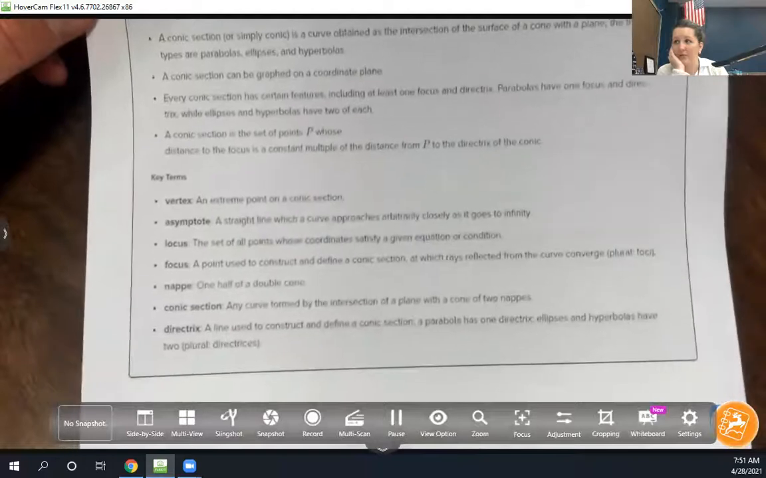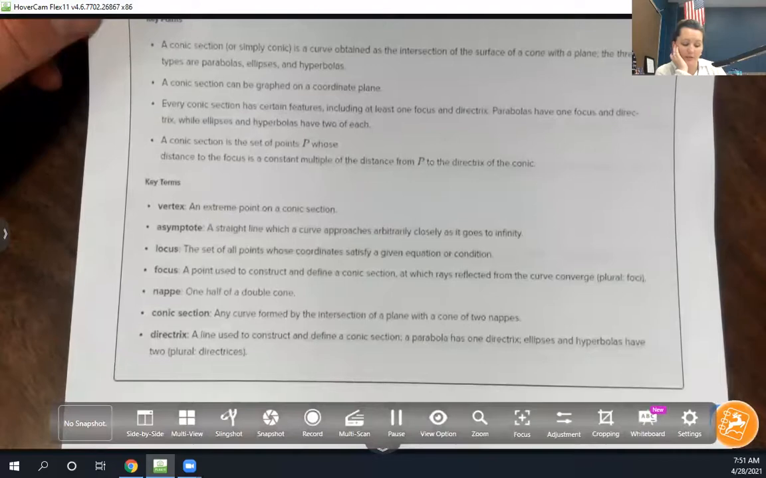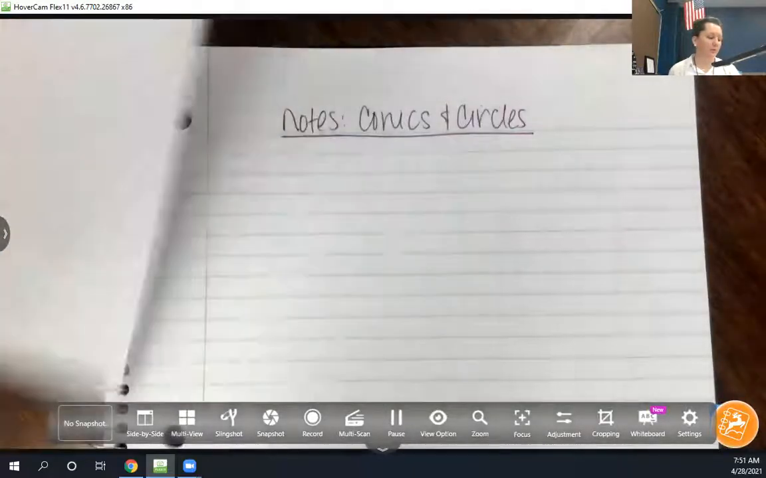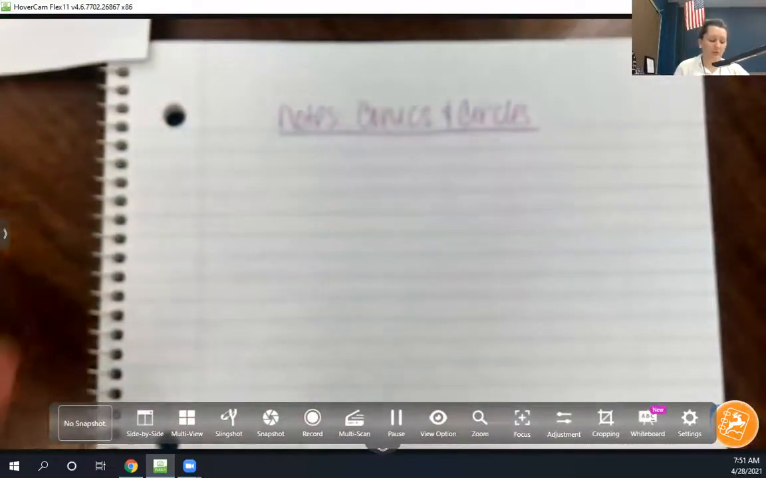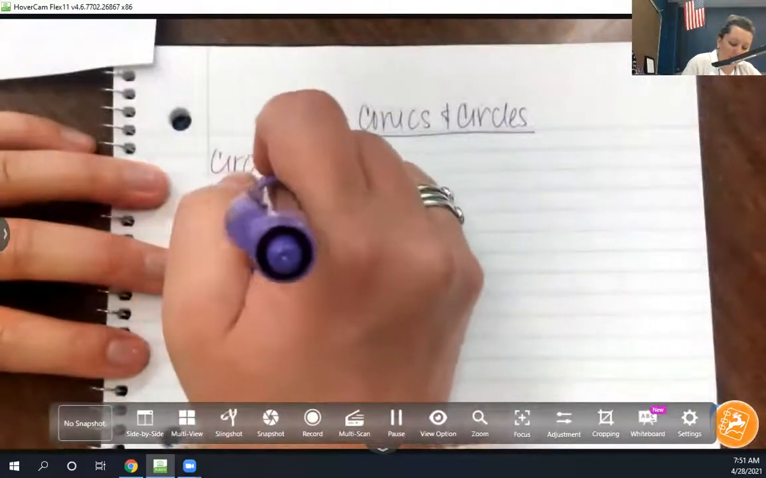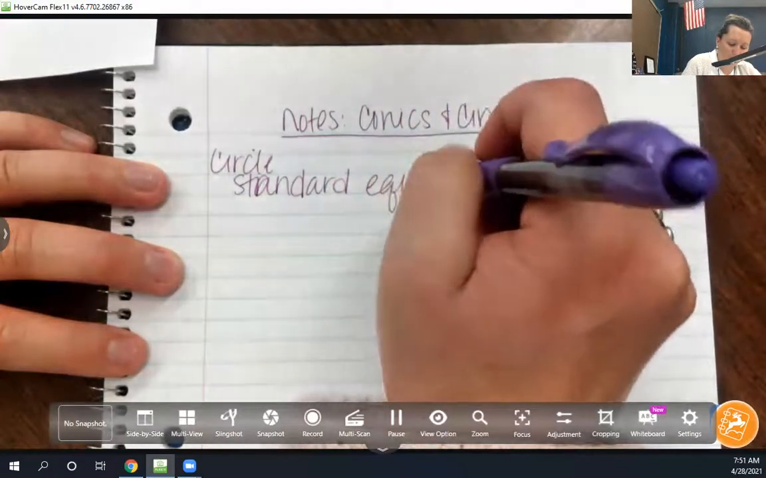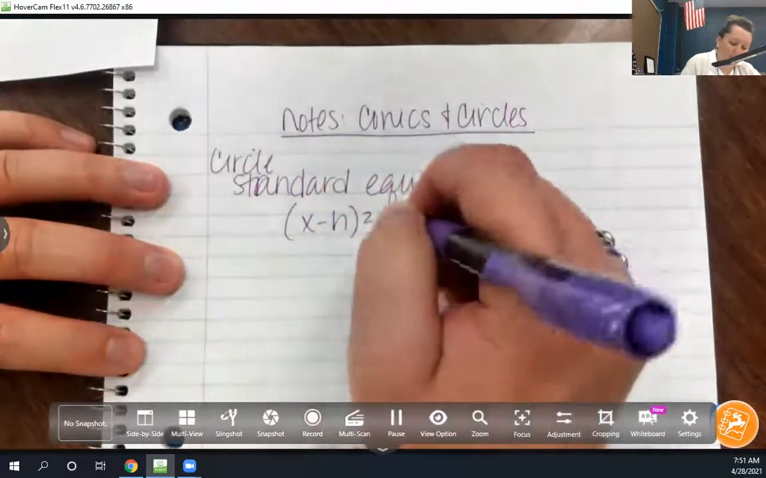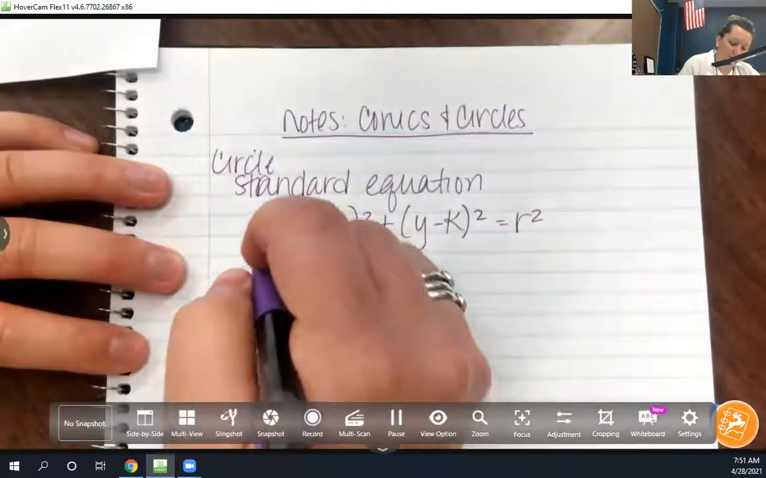key features and definitions. So here's our key terms today. Vertex, asymptote, all of these things here, focus, conic section. And today we're going to be talking about circles. So the standard equation for a circle is (x - h)^2 + (y - k)^2 = r^2.